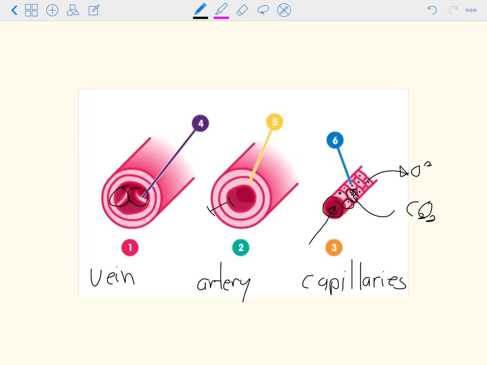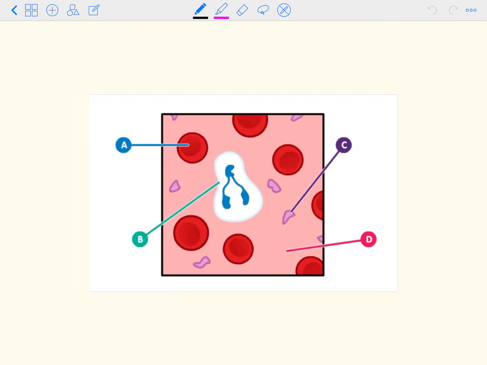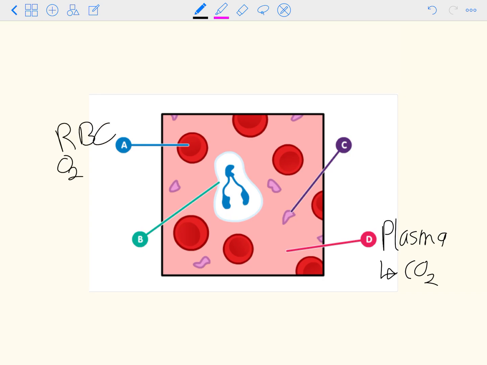So another thing that a lot of you missed is that the carbon dioxide doesn't go into the red blood cells, but into the plasma. So the carbon dioxide goes into the plasma, whereas the oxygen goes into the red blood cells, where the oxygen is. So they're not actually held by the same point. They are both carried by the blood, but not by the same part of the blood.